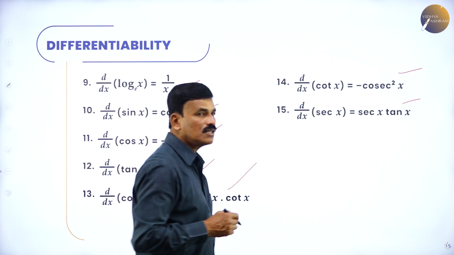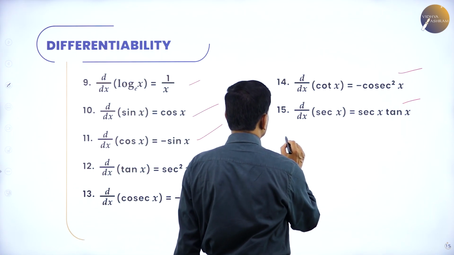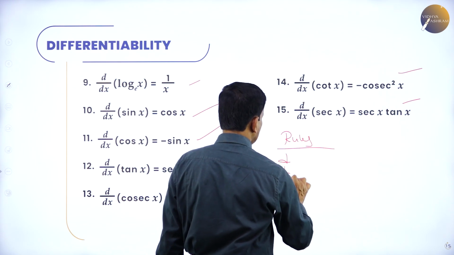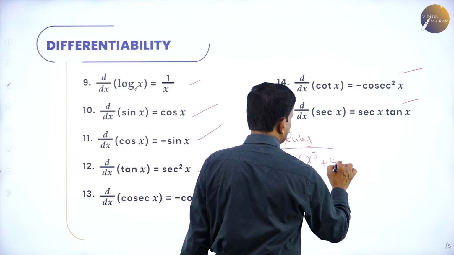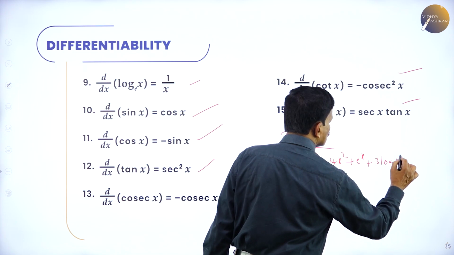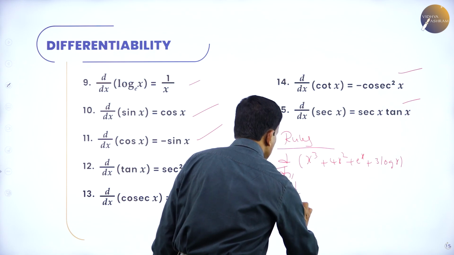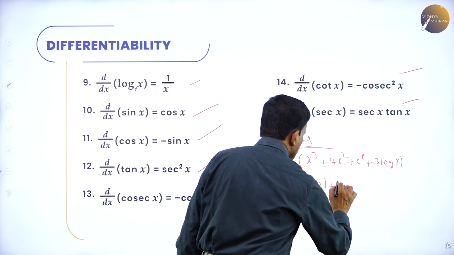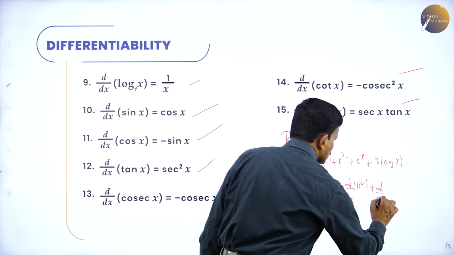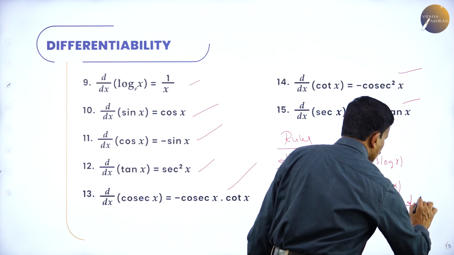Now, you might have studied the rules of differentiation. Here, let us take an example. Suppose you differentiate d by dx of x cube plus 4x square plus e raised to x plus 3 log x. This can be differentiated term by term, that is d by dx of x cube plus 4 constant d by dx of x square plus d by dx of e to the power of x plus 3 constant d by dx of log x.